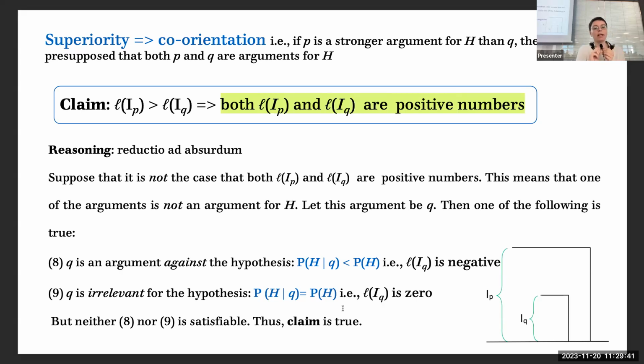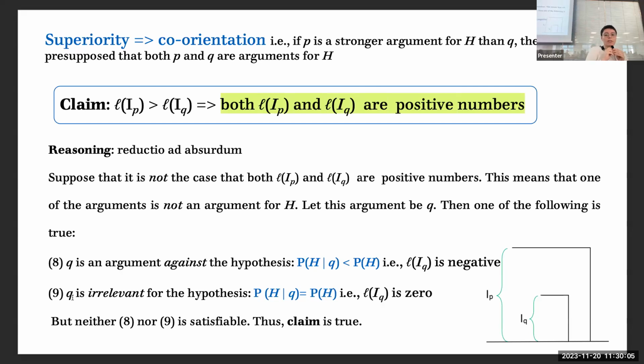Well, we can notice that 8 is not satisfiable here because if the length is indeed a negative number, that means that we would have to put the interval associated with Q below the bottom point of the scale, right? Which is not possible on our scale. And the case 9 is not possible either.